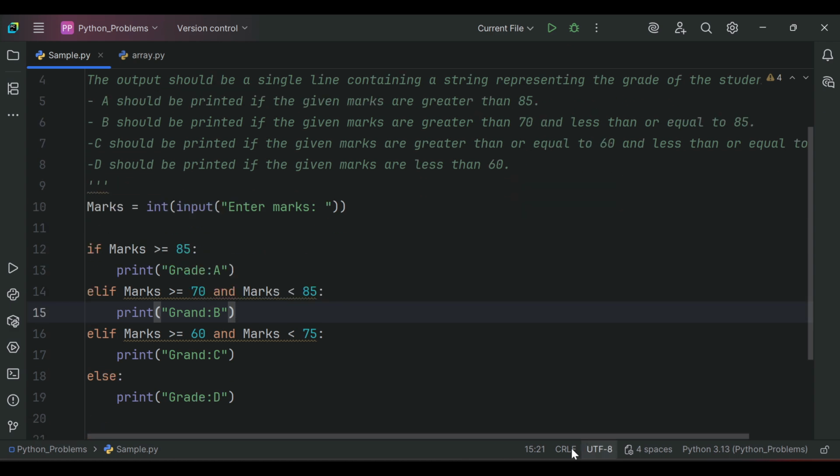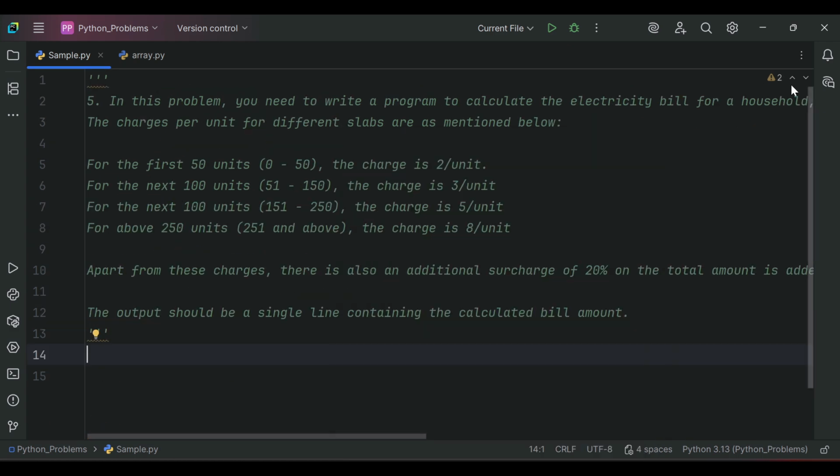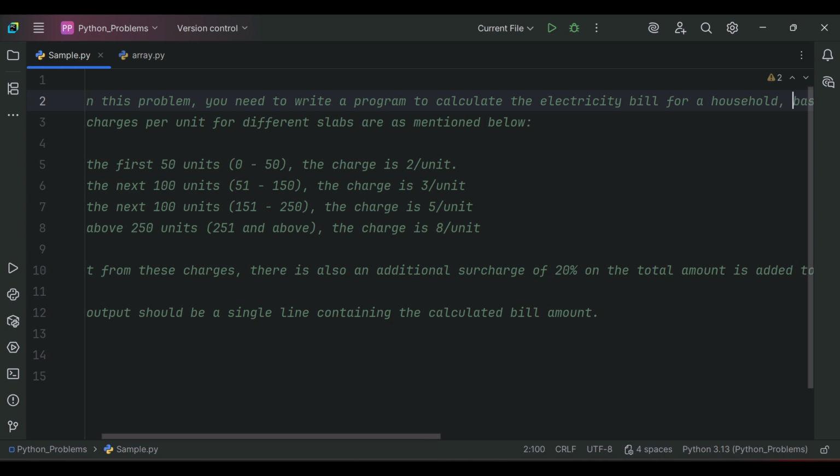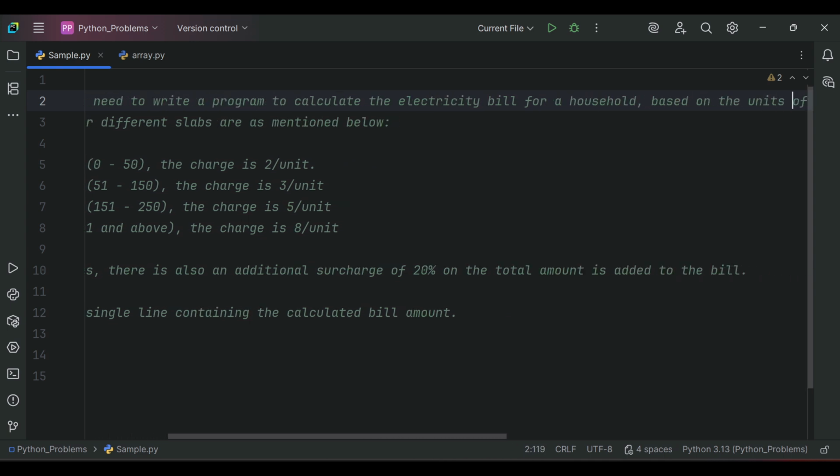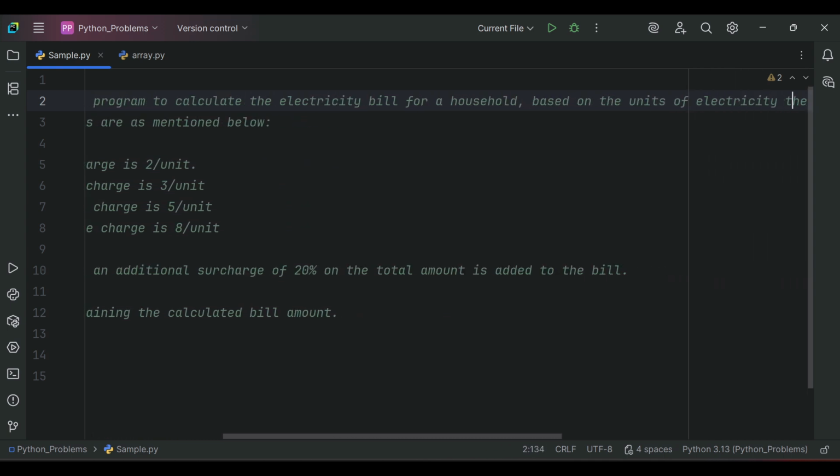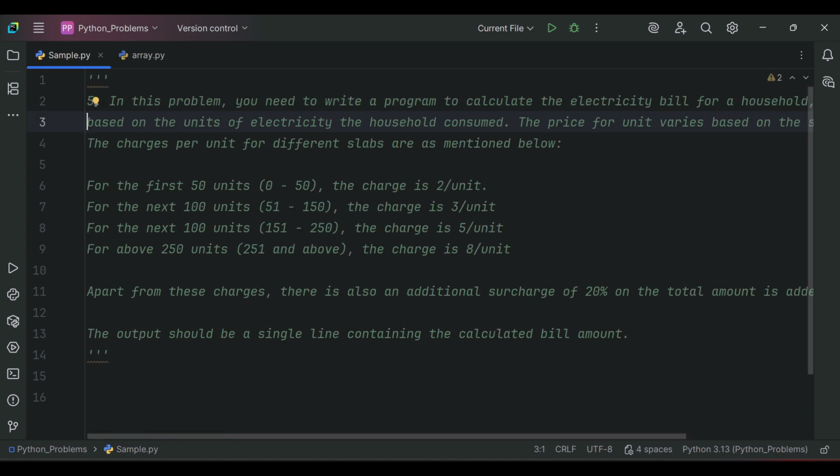Let's dive into another program, friends. Now see the last problem in this video. Okay, see friends, one problem he has given. You need to write a program to calculate the electricity bill for a household based on the units of electricity. Okay, I will simplify this.